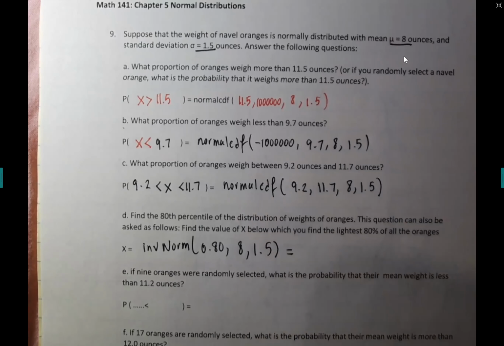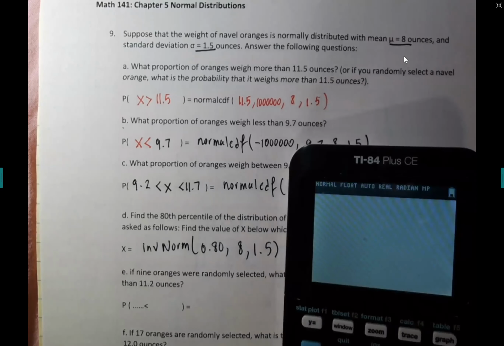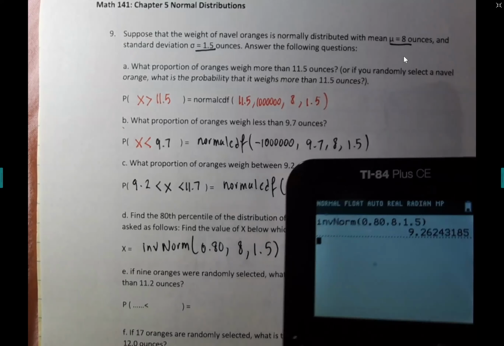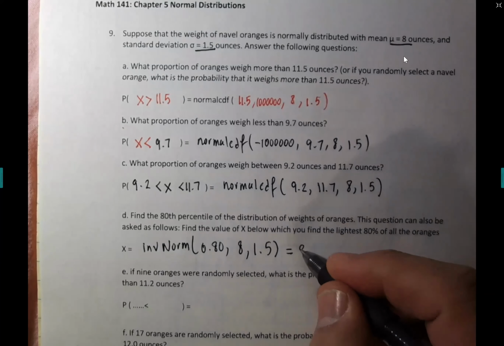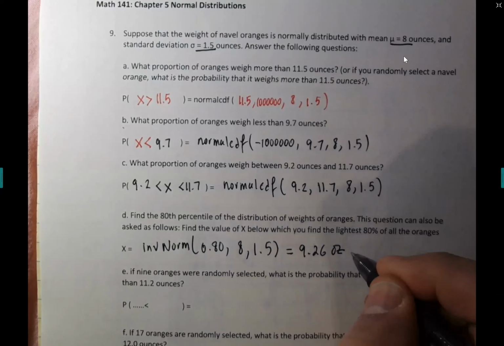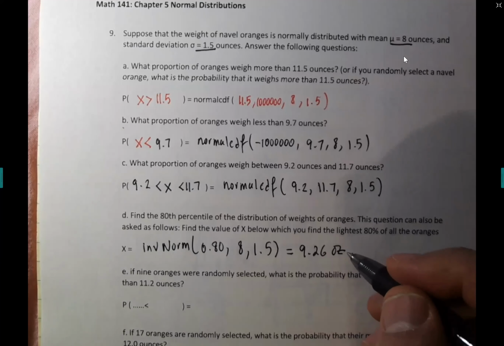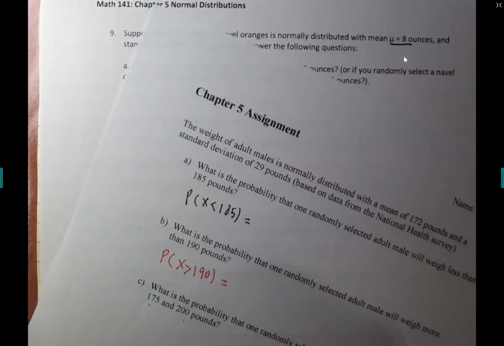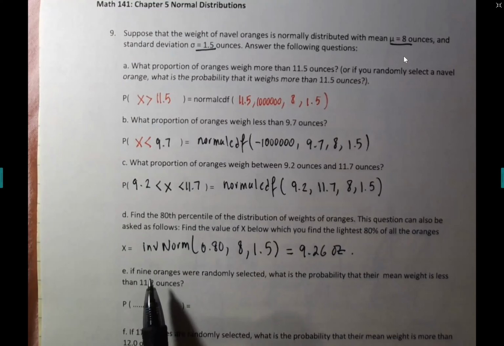Let's see. Second, inverse norm, 0.8, 8, 1.5, and it should be 9.26 ounces. All right, if you ask me, okay, D, there is no D. I didn't put a similar one to it, but let's see now, next one.